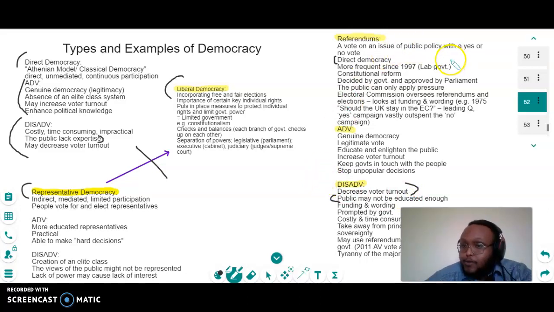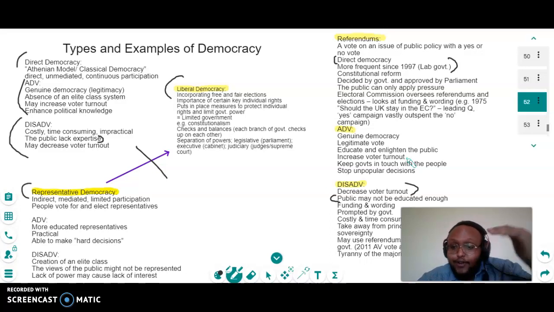So here we can see that it's been happening more frequently since 1997. So referendums have been happening more frequently. So if, for instance, there were one referendum a year, by the fifth year you might see a drastic decrease in participation rates.